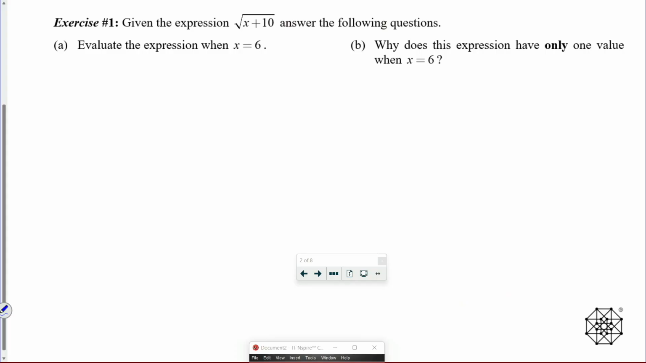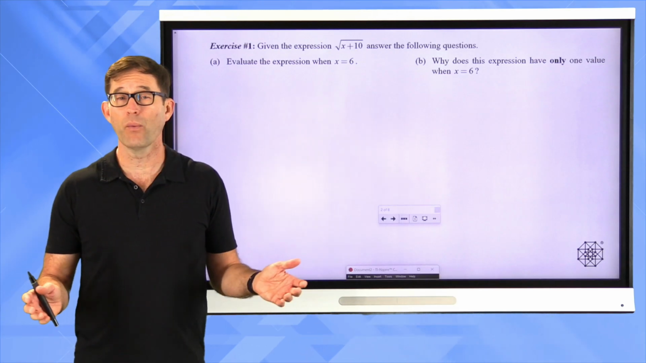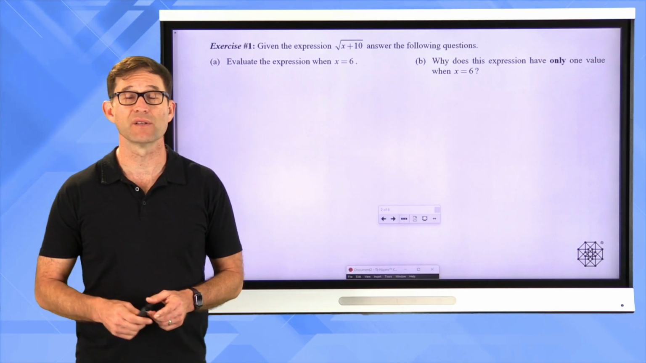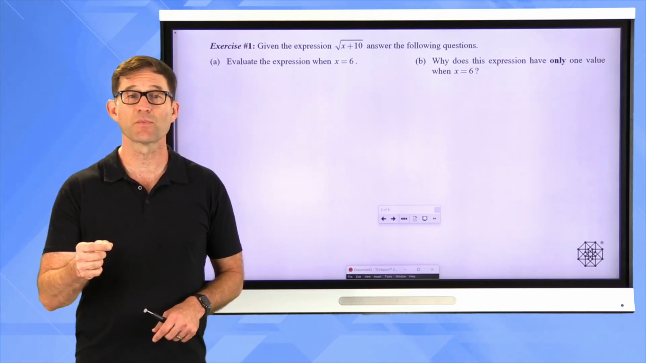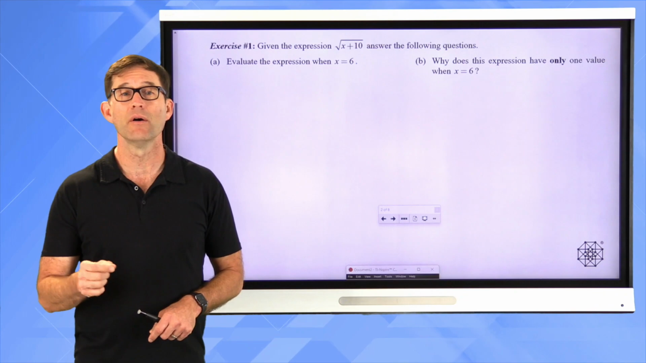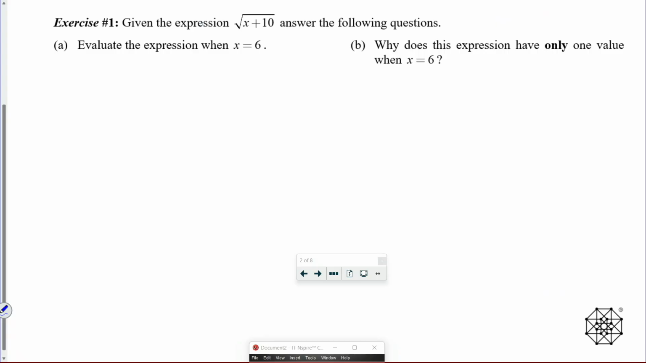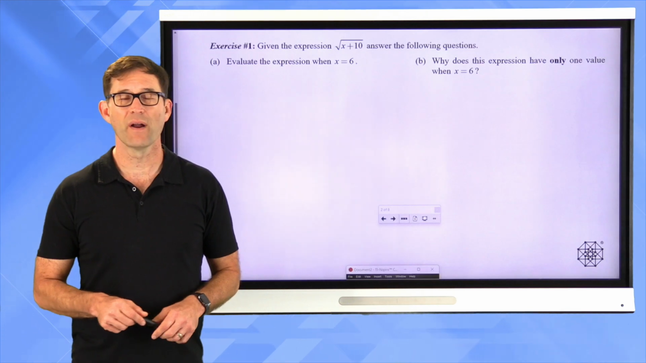Given the expression square root of x plus 10, answer the following questions. Letter A, evaluate the expression when x equals 6. All right, well, we evaluated expressions in the last lesson. Why don't you go ahead and substitute 6 into this expression and determine its value? Pause the video now.